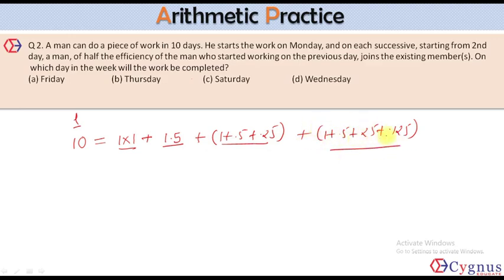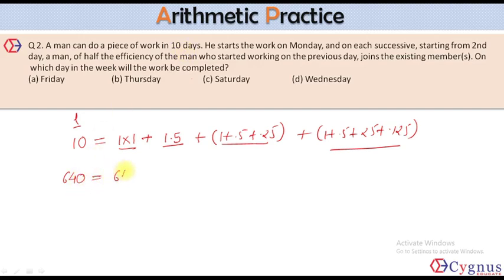If you want to avoid these decimals or fractions, do one thing. Assume that one man can do 64 units of the work in one day. Why I am taking 64, I'll explain to you. If one man can do 64 units in one day, in 10 days he can do 640. That means the total work is 640 units.